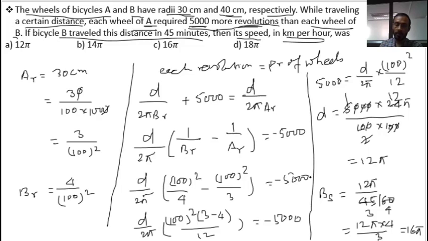and we can say that is equal to 16 pi. So the speed of the wheel of bicycle B will be 16 pi.